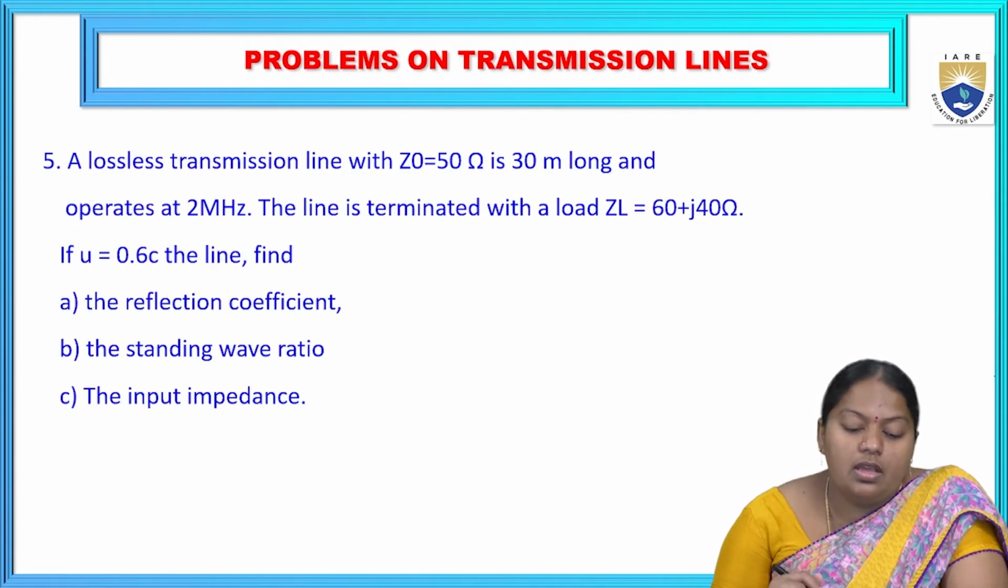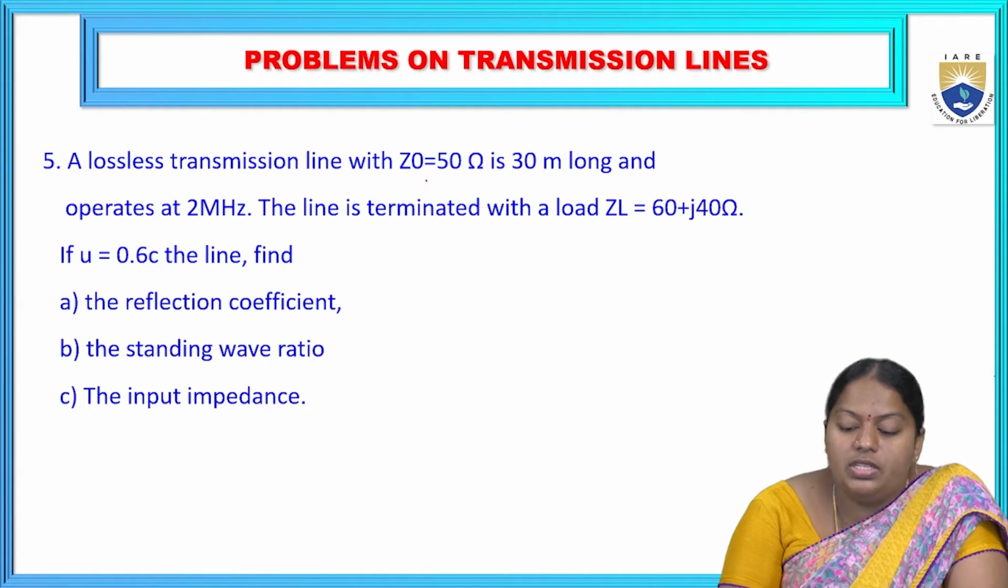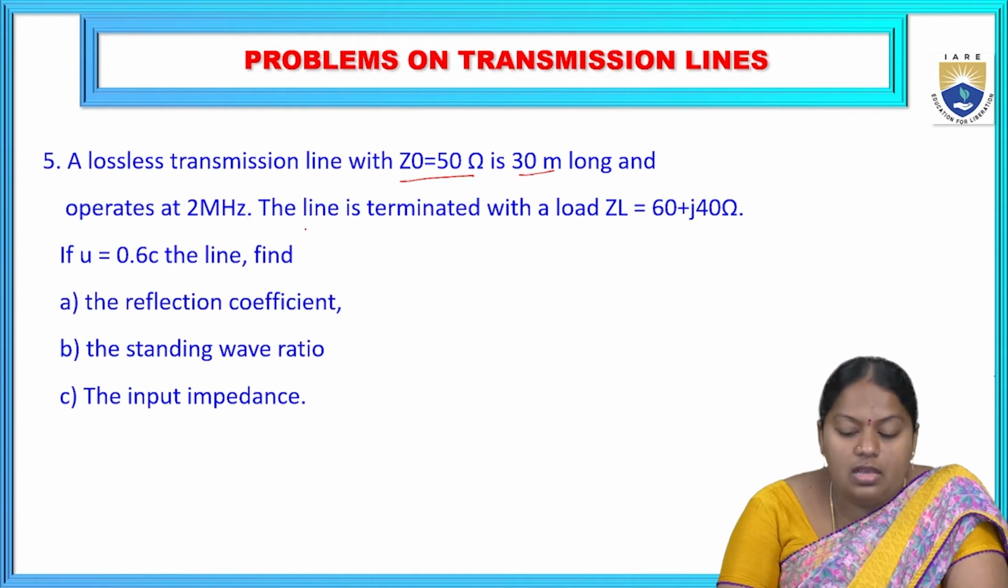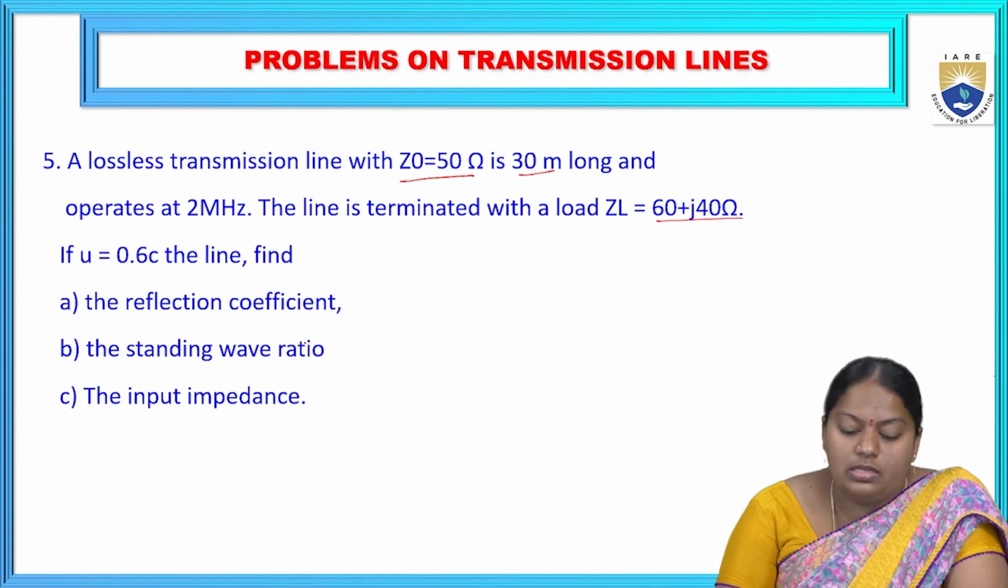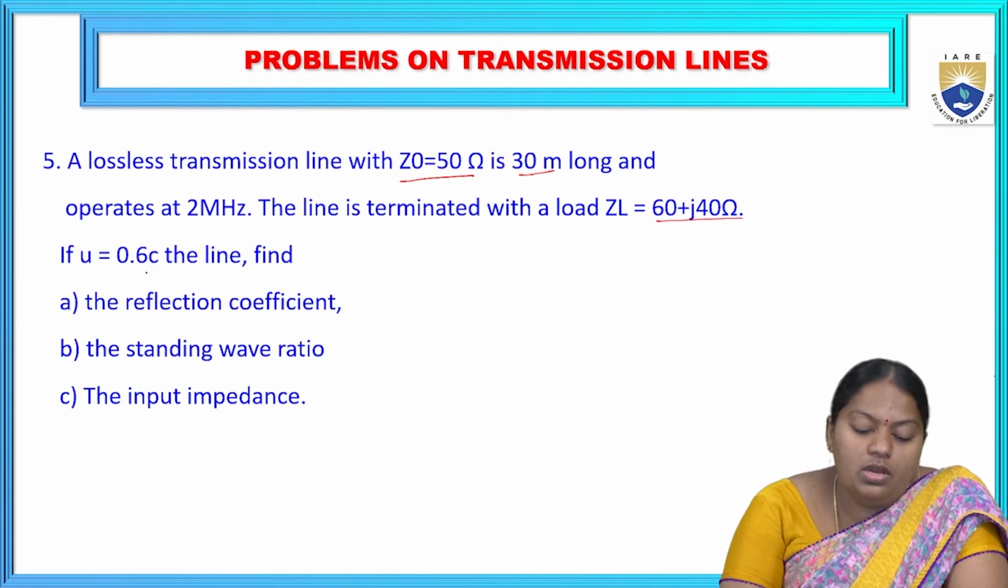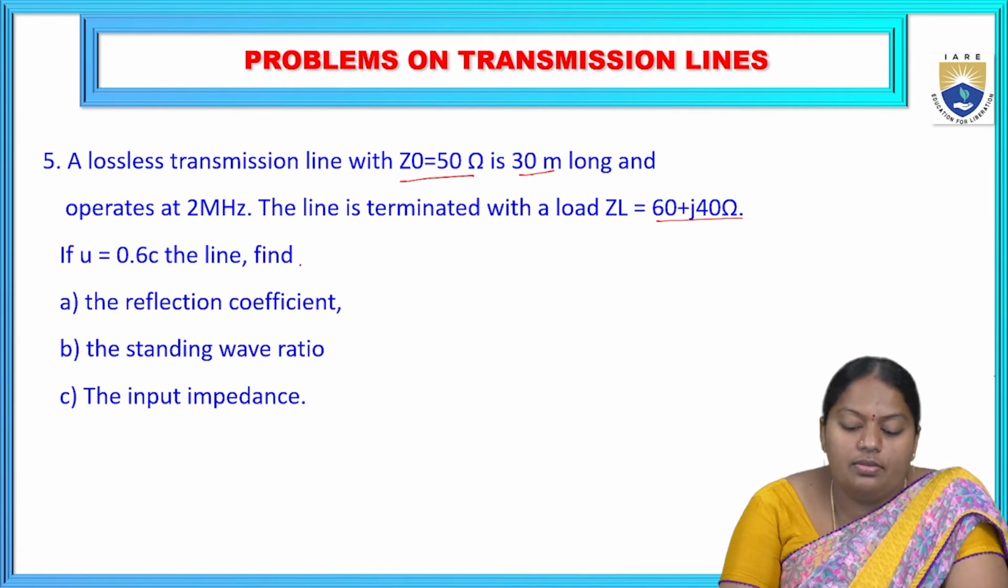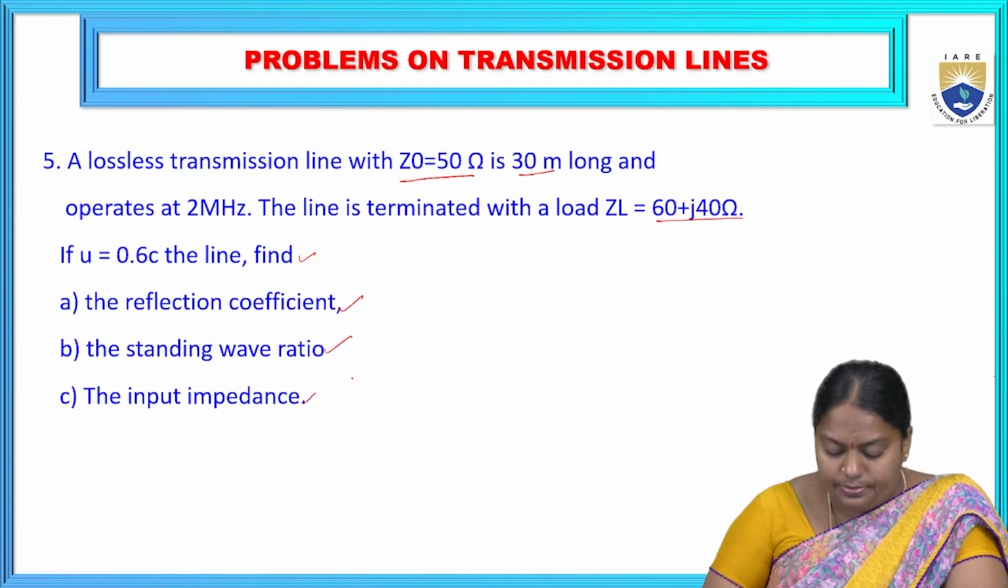And the next one is a lossless transmission line with Z0 given as 50 ohm, 30 meters long, and operating at 2 megahertz, and the line is terminated with a load ZL equal to 60 plus j40 ohms. With the given data, if u equal to 0.6 c of the transmission line, find the reflection coefficient, standing wave ratio, and input impedance, right?